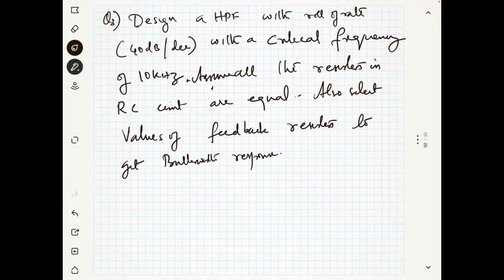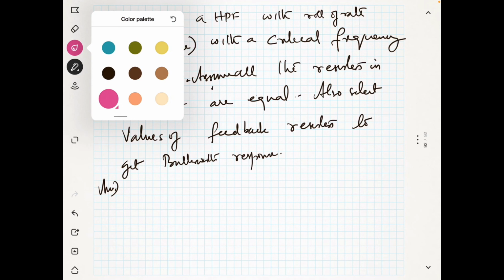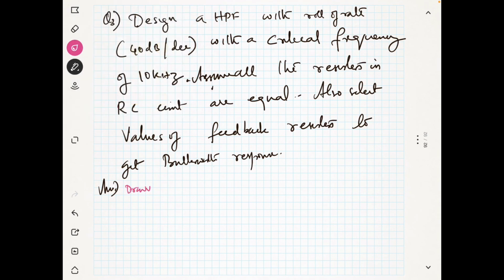Okay, if you are not selecting the feedback resistors according to the table that I have given, then everything will be different. Actually, it will give you some other response like Chebyshev or something. We cannot predict it. So the Butterworth response you will be getting only if you are using that table. All these things are pre-calculated and they have made the table for this. Okay, now I will first draw the circuit diagram, because you have to draw the circuit diagram.